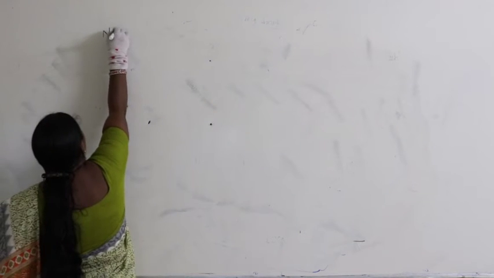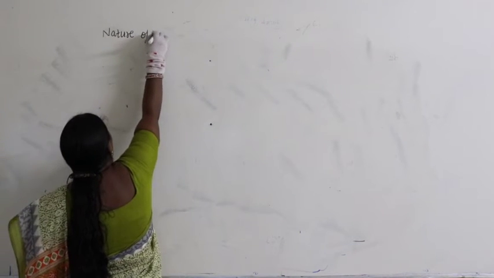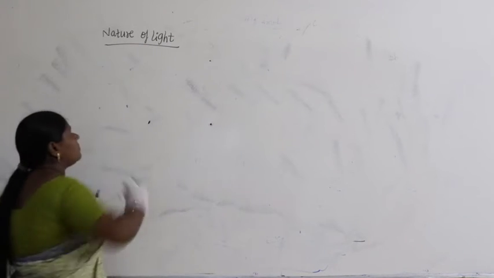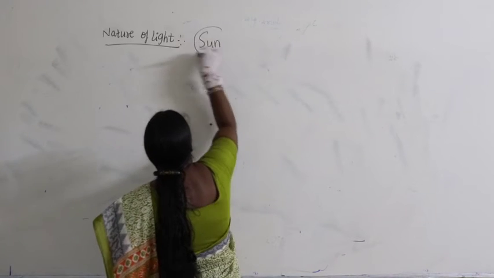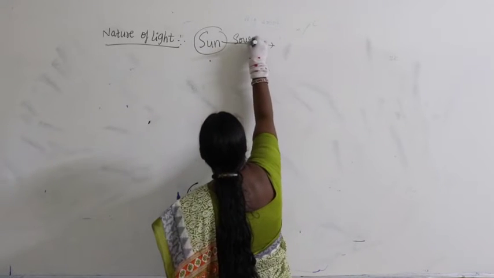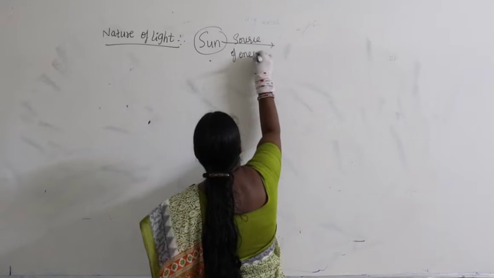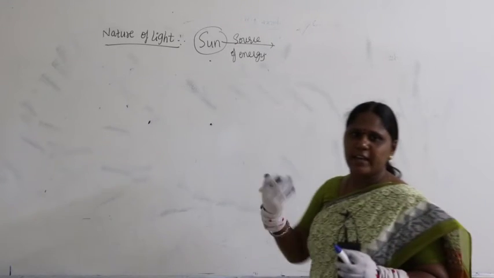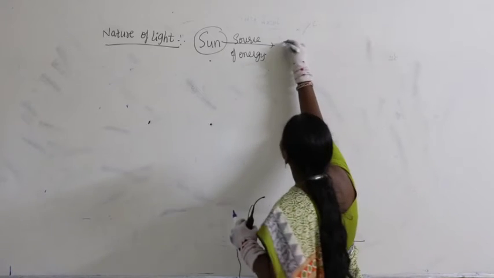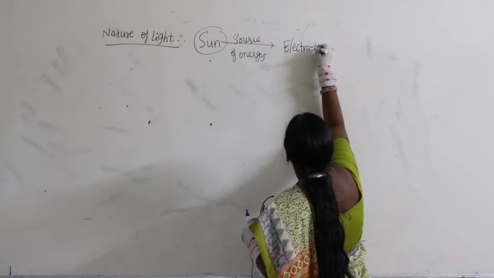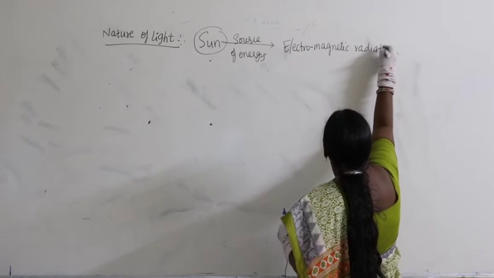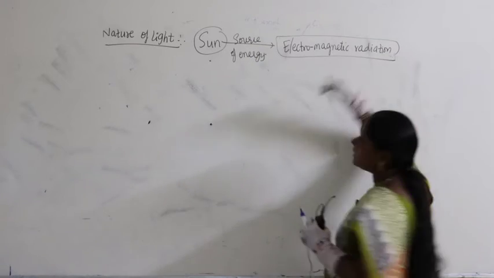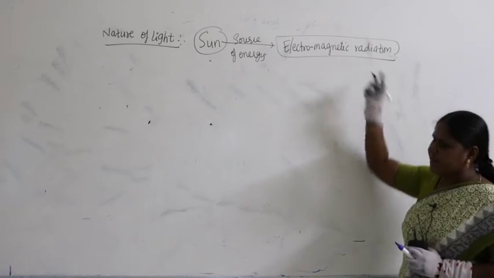Then let us talk about the nature of light. When you talk about the nature of light, who is the major source? The Sun acts as the source of energy. From sunlight, we get light energy. We take that as electromagnetic radiation, so we capture energy from electromagnetic radiation.